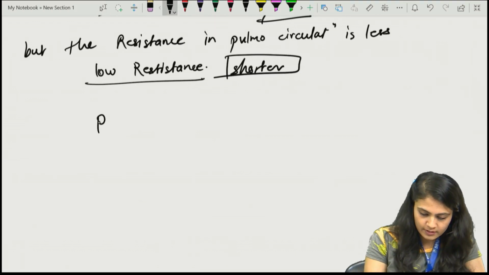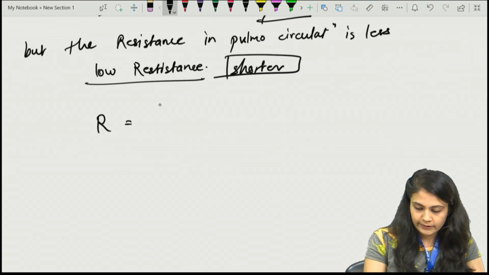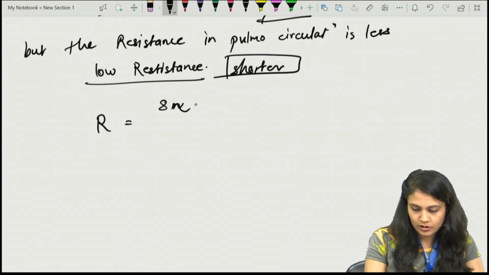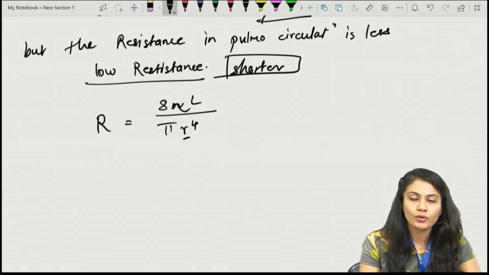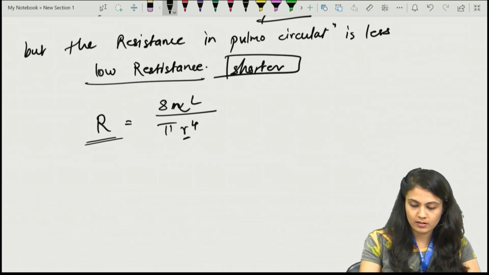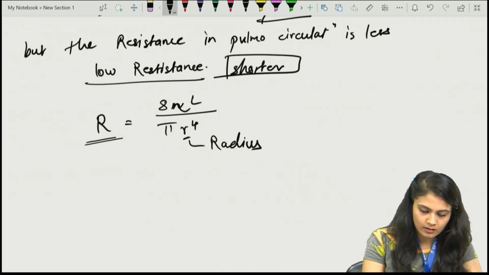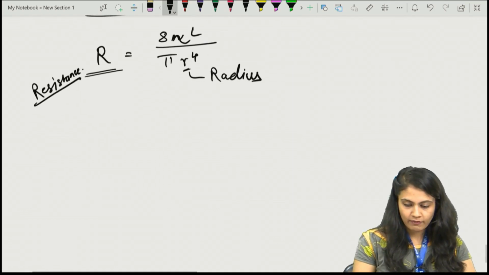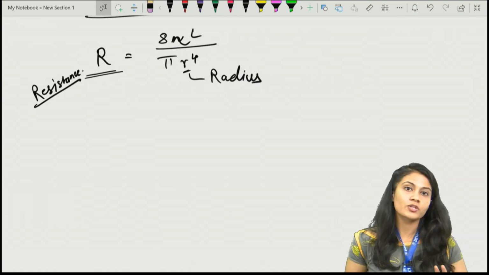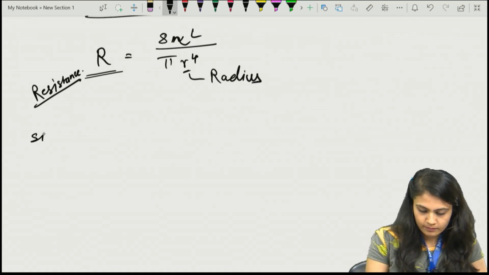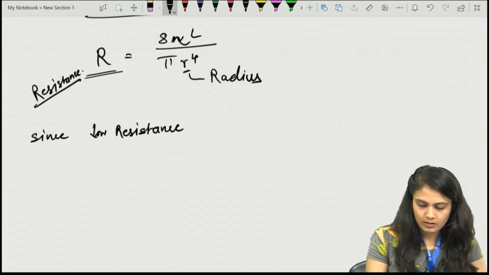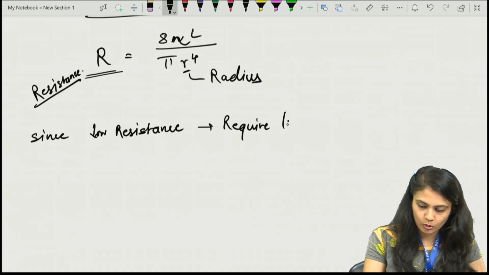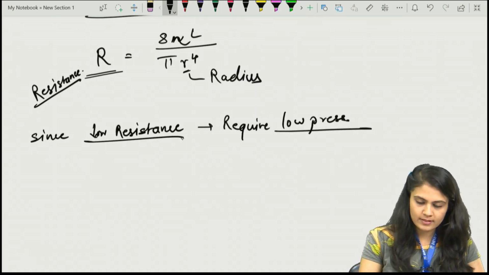So what is the formula of resistance? By our Poiseuille-Hagen law, we can derive the formula: R equals 8 eta L by pi r raised to 4, where eta is the viscosity, L is the length, r is the radius, and capital R is the resistance. So to maintain the blood flow, it requires low pressure. Obviously the resistance is low, so low pressure is required in the pulmonary circulation. So low resistance and low pressure.